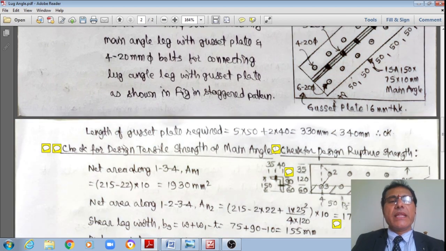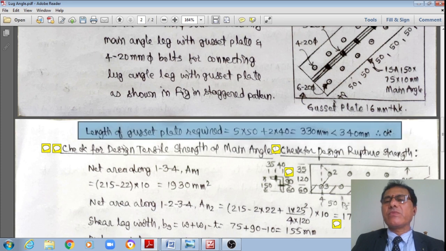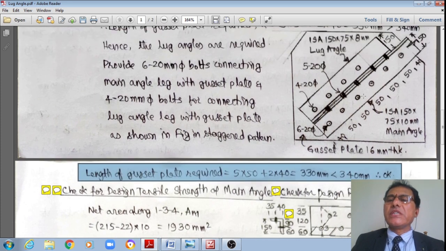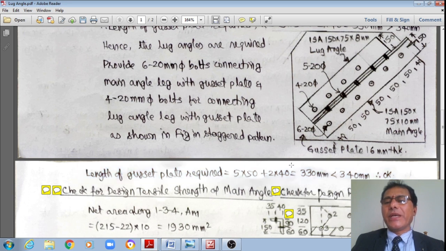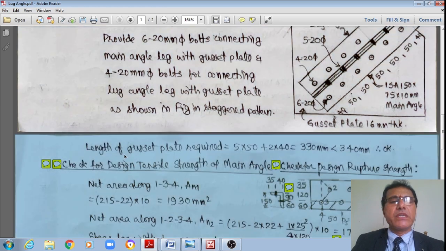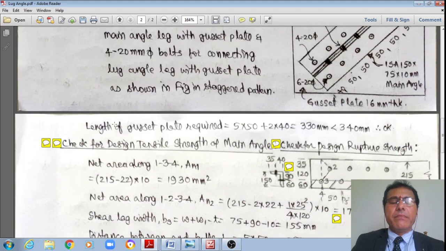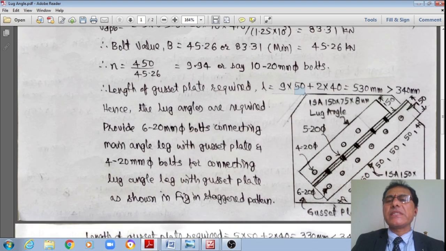Now, the length of the gusset plate required in such a case: I have to have 6 bolts. Therefore, 5 pitches are there, 5 multiplied by 50, and 2 edge distances, 2 times 40. Now it works out to 330. You can see that it is just less than 340 mm. Therefore, from this end to the other end, it is just 330 mm, while the restriction is that this length is given as 340 mm. Therefore, I have just 10 mm extra, so it is okay. Hence, I have concluded that I need to design the lug angle.